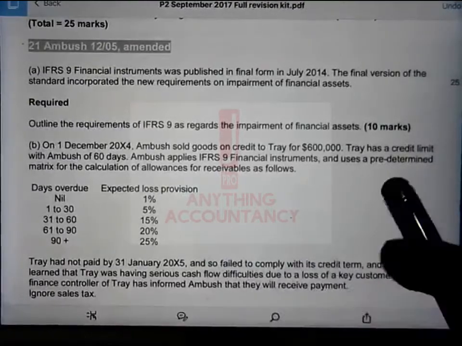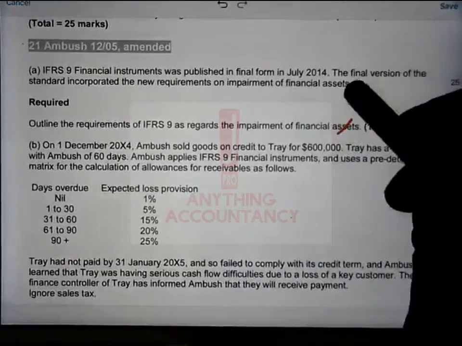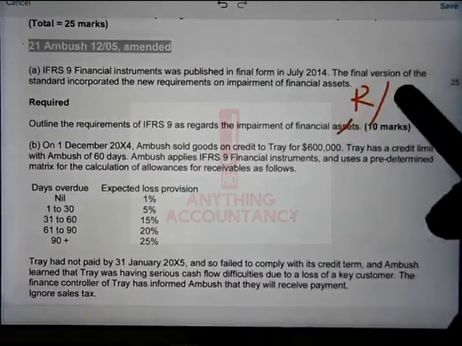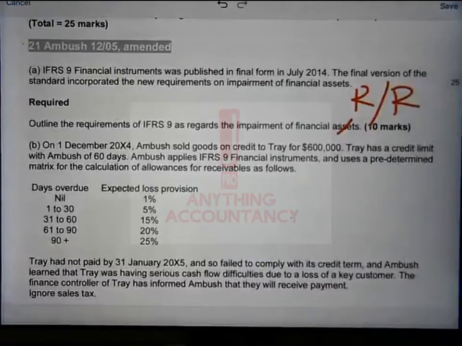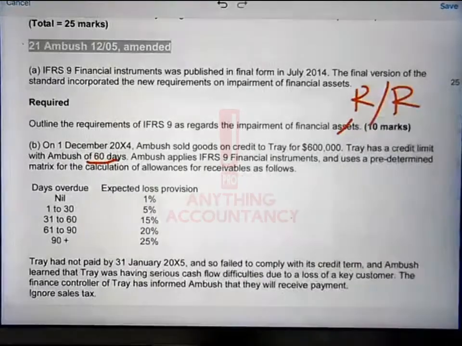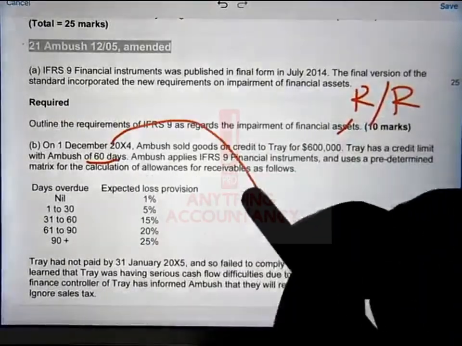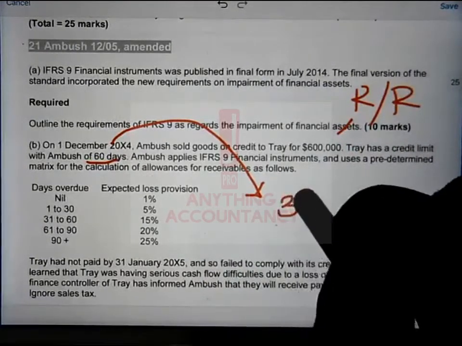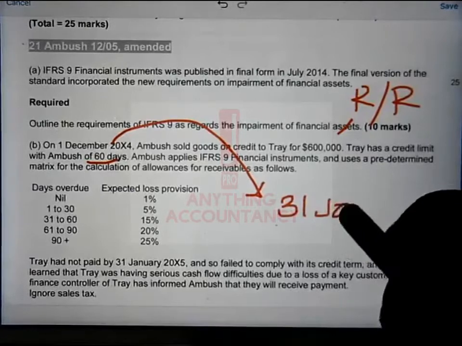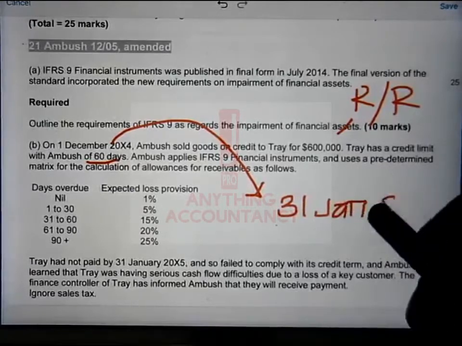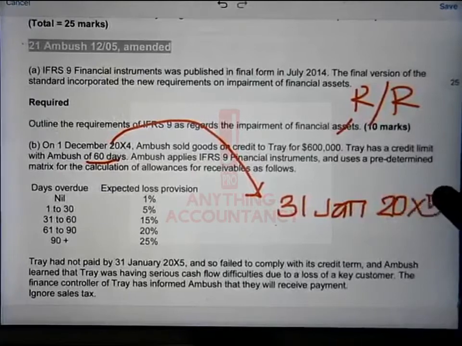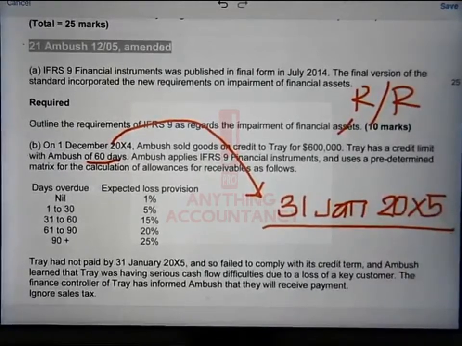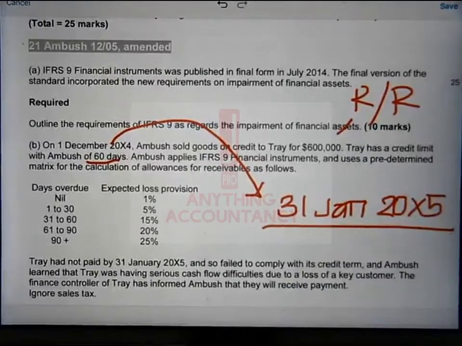First thing is recognize the receivable and revenue. Are you clear now? Got it? Trade has a credit limit of 60 days, which kind of means that if you sell on 1 December, the due date is when? By when must you pay? Well, it's supposed to be paid on 31st January 20x5. This is something you should have picked up. Are we clear? Once you pick that up, then it becomes easy for you to actually interpret the question.